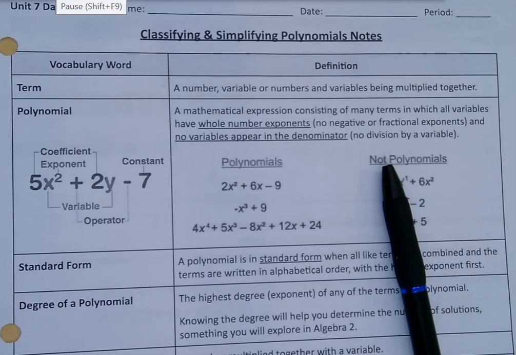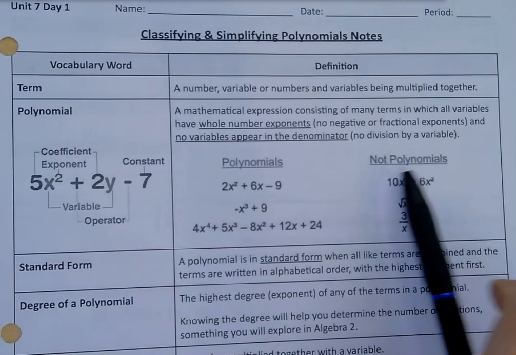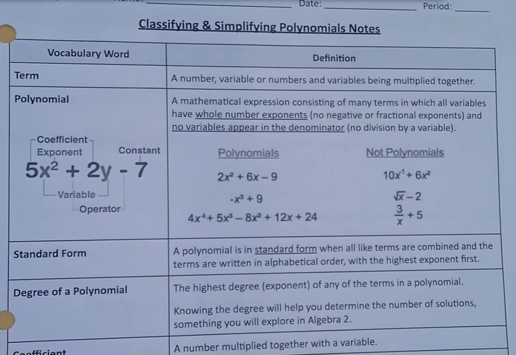This is the beginning of Unit 7, our unit on polynomials. So for day 1, we're just going to classify polynomials and we're going to be simplifying some polynomials as well. We have done this in earlier units. We're just going to start looking at different aspects of these polynomials.